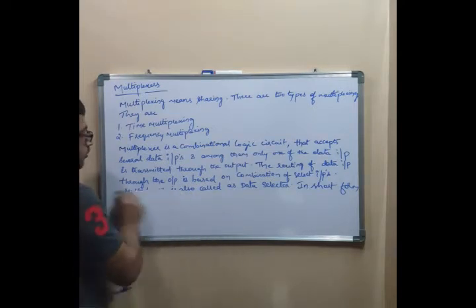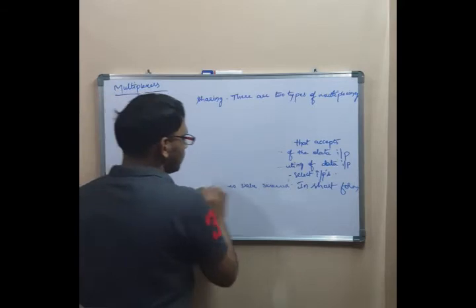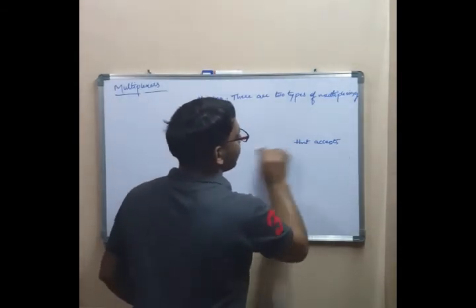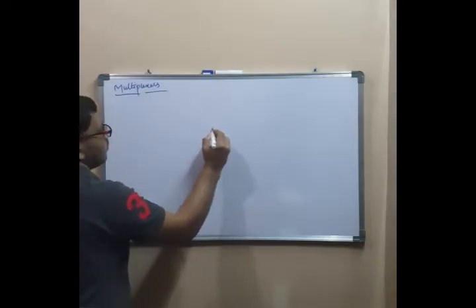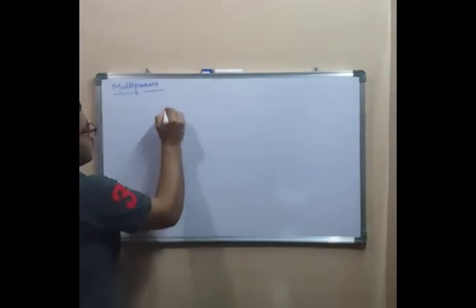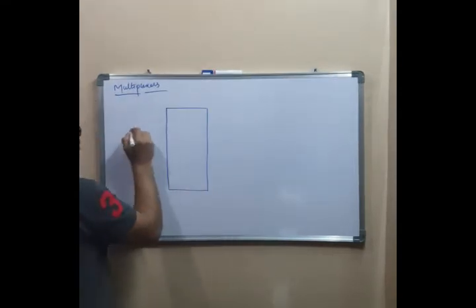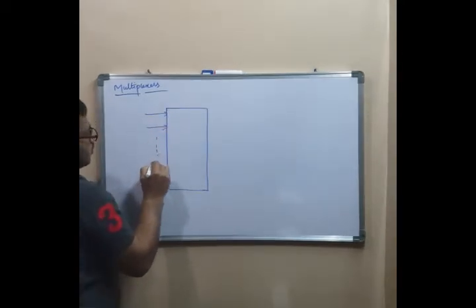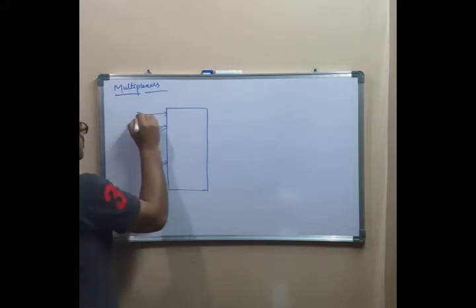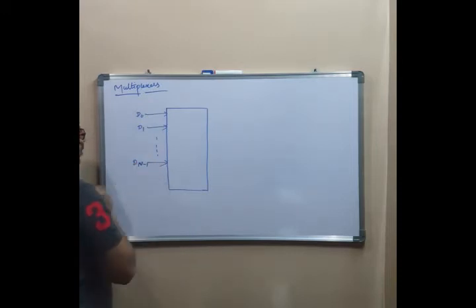Let us see the general block diagram of the multiplexer, how it will be. The opposite word to the multiplexer is demultiplexer. So if you look at the general block diagram, this will be the general block diagram of MUX. This is D0, D1, up to Dn minus 1, right?